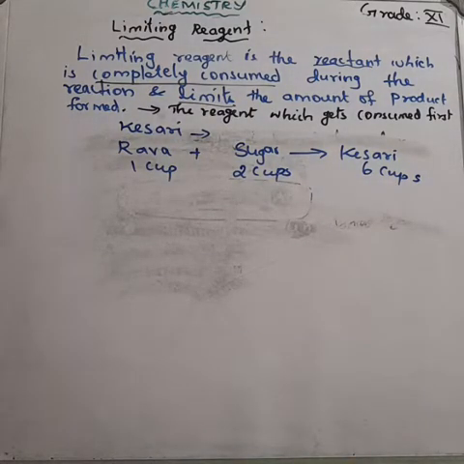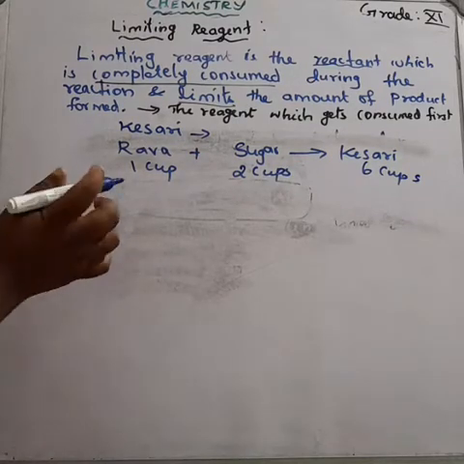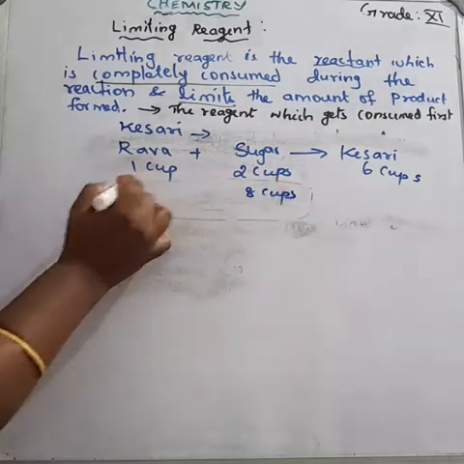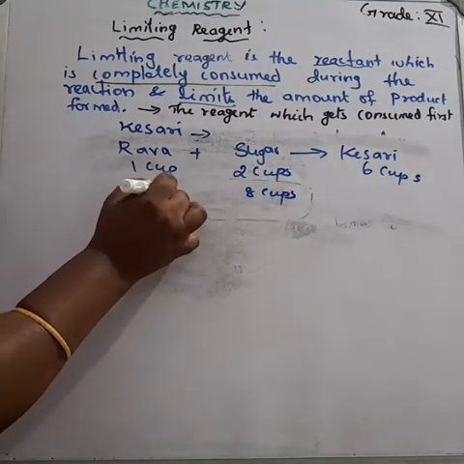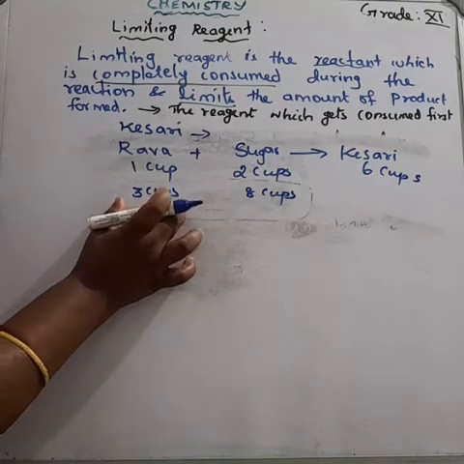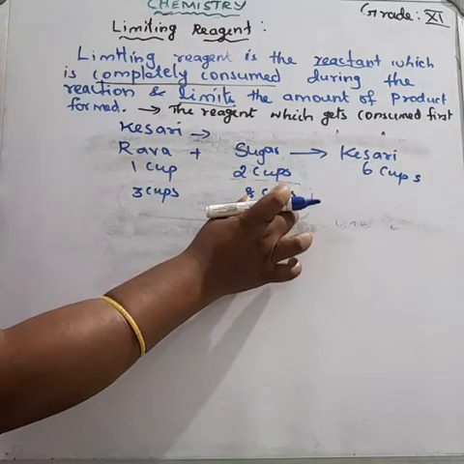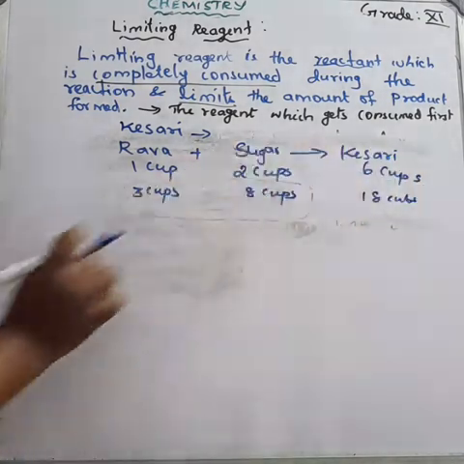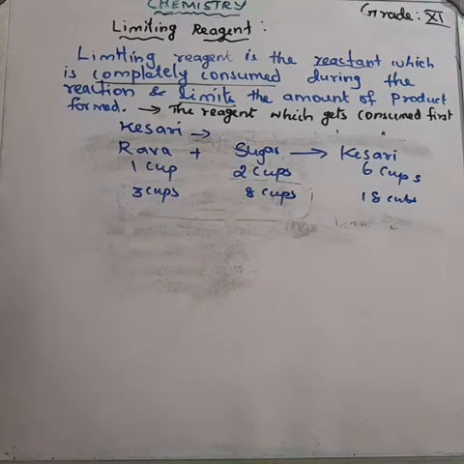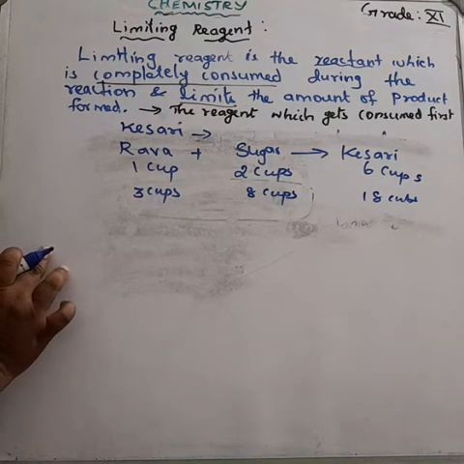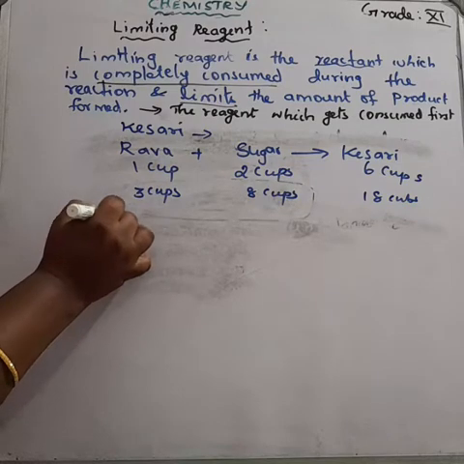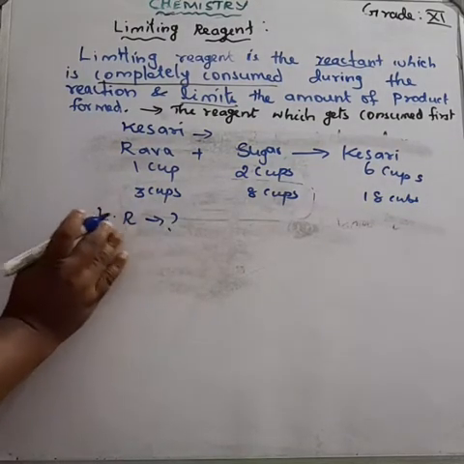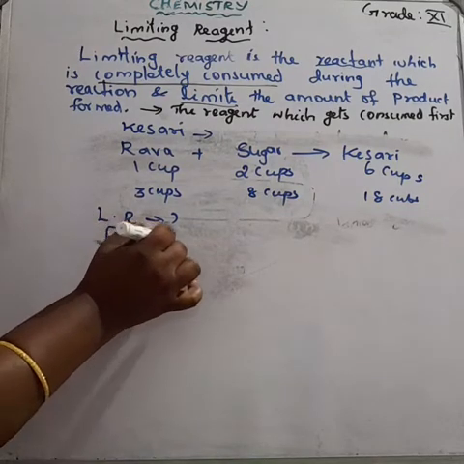Understood? So consider a situation where we have 8 cups of sugar and 3 cups of rava. The ingredients are: rava is 3 cups and sugar is 8 cups. We can prepare 18 cups of kesari. So here, which one is the limiting reagent? Which one is the excess reagent? You have to calculate which one is the limiting reagent and which one is the excess reagent.